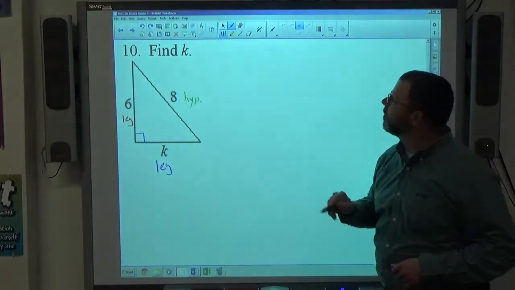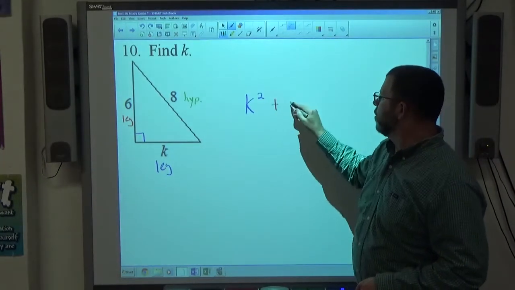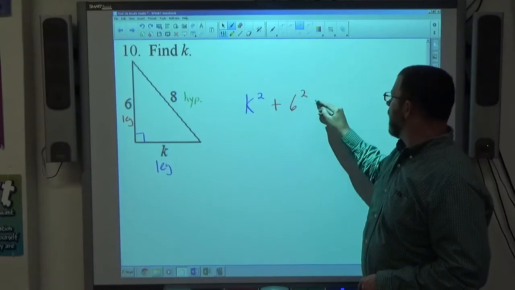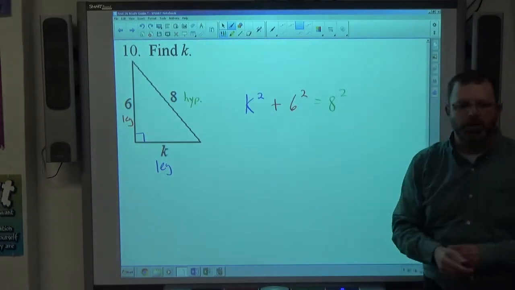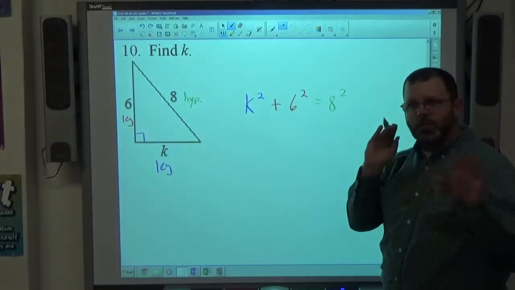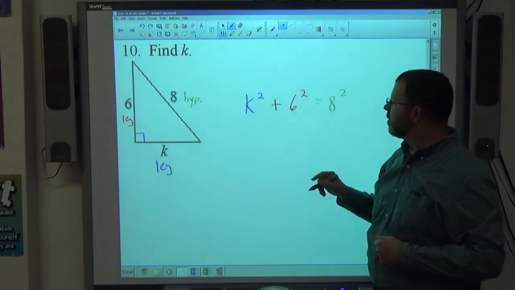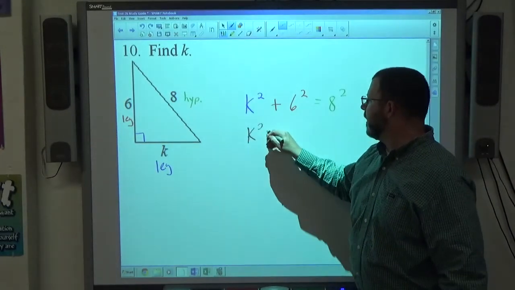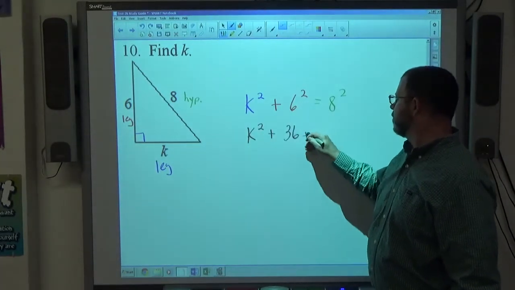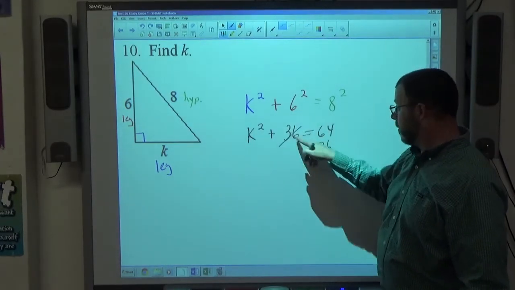And the Pythagorean theorem tells me that leg 1 squared plus leg 2 squared equals hypotenuse squared. That's the Pythagorean theorem, exactly as it's supposed to be written. Don't always just square things and add. Just write out the theorem and then do what you have to do algebraically to get the right answer. So k squared is fine for right now. 6 squared is 36. 8 squared is 64. Move the 36 over. Becomes negative 36.